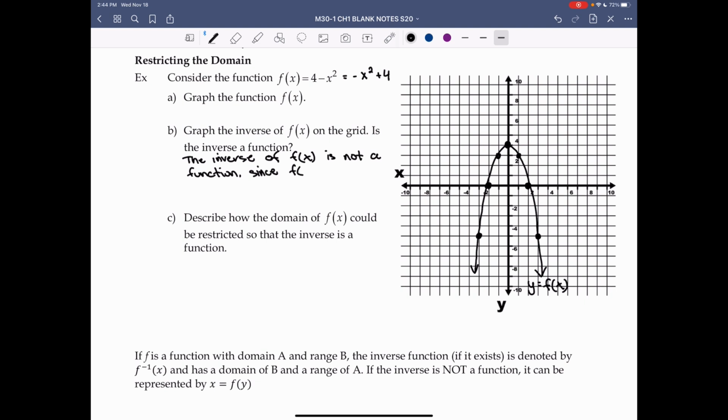Since f of x fails the horizontal line test, we could also wait until we've drawn the inverse and then check if that passes the vertical line test. Let's graph the inverse. I can either switch the x and y values of each point and then graph that point, or I can reflect across the line y equals x. Either one is fine, it doesn't matter. I'm going to draw the line y equals x and reflect across that.